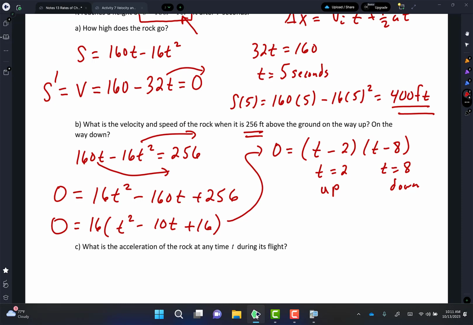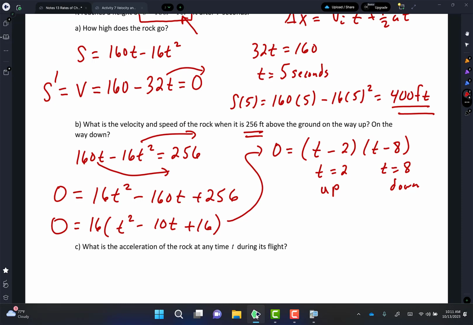Yeah, remember what the story is here, guys? Dynamite propels a rock. So if dynamite's propelling this rock, it reaches 256 feet going up at 2 seconds, and then at 8 seconds, it's already going down. Cool or not cool? All right, so here we go.